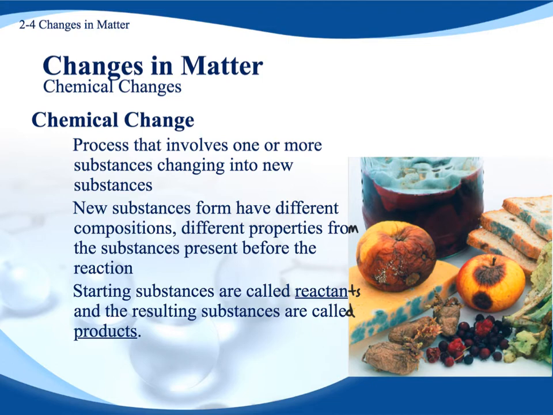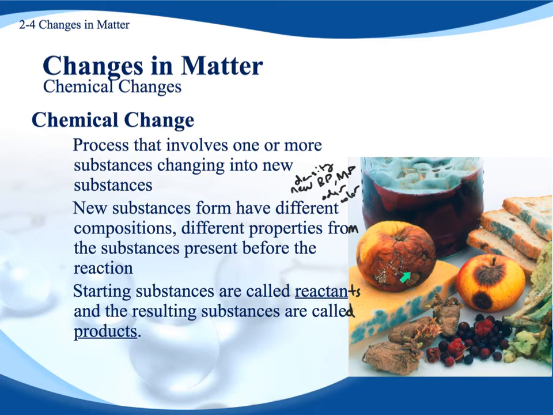It's got a new boiling point or melting point, or it's got a different odor or a different color. It's chemically different now. It's no longer the same. It's got a new density. So things about it that would normally identify it have changed. The starting substances are called reactants, and the resulting substances are called products. We now have a term for what we're starting with. We're starting with reactants, and we end with products.